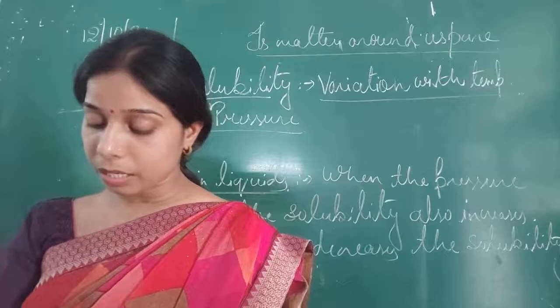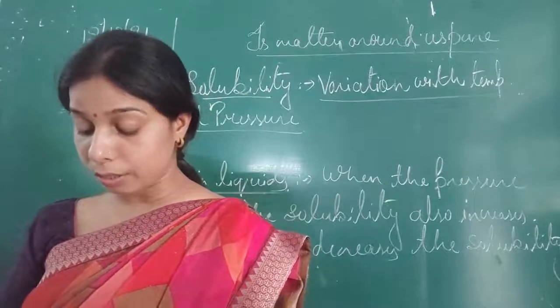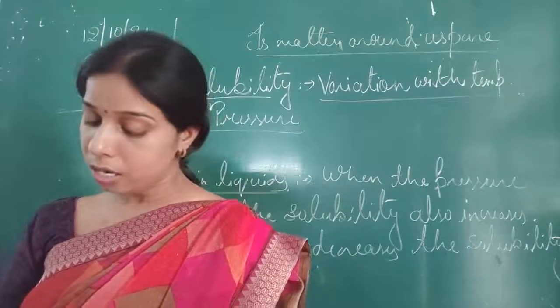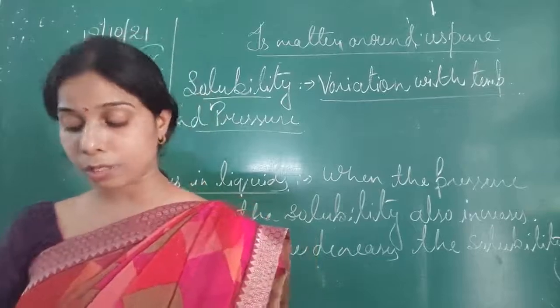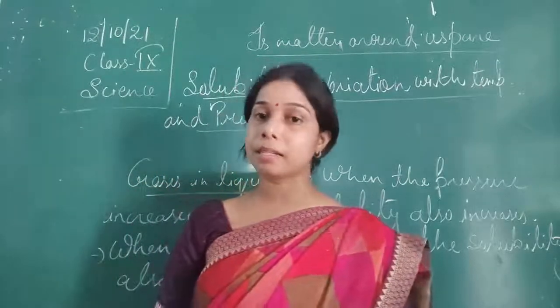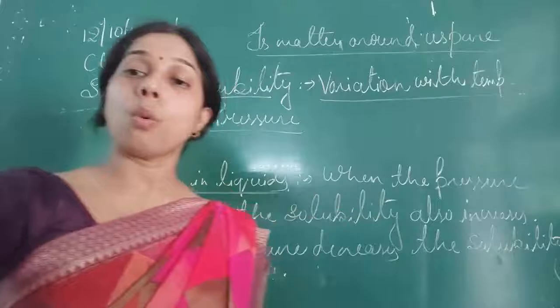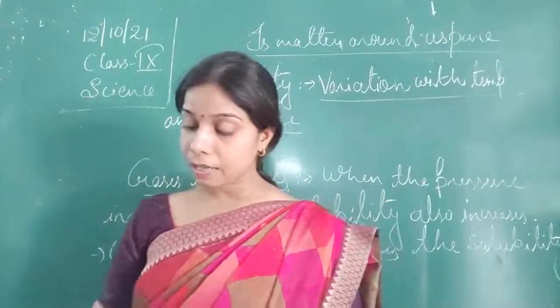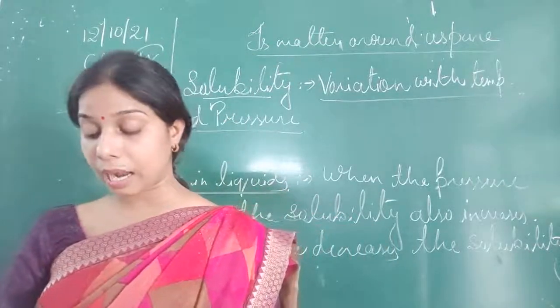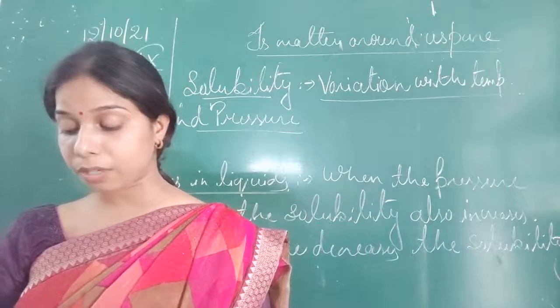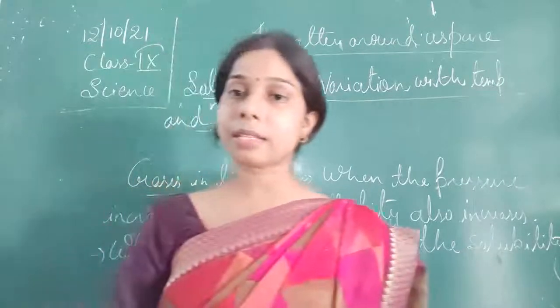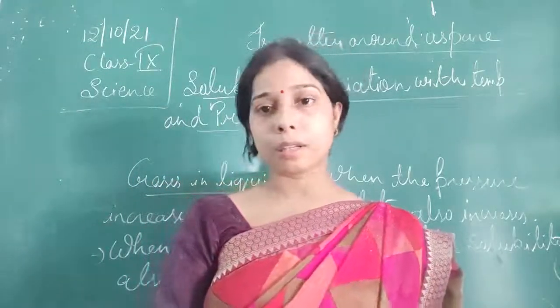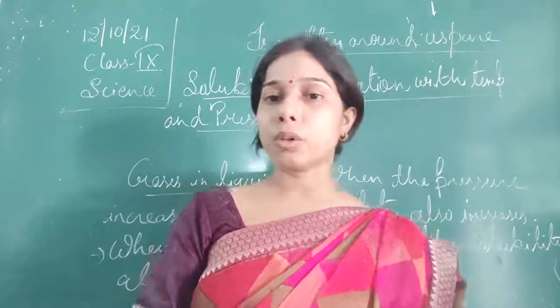Similarly, if we take the solubility in water at different temperatures, talking about sodium chloride, at 293 Kelvin we can add 36 gram of sodium chloride, while at 313 Kelvin we can add 36 gram, and again at 315 Kelvin we can add 37 gram of sodium chloride. Okay, so this is all about solubility.